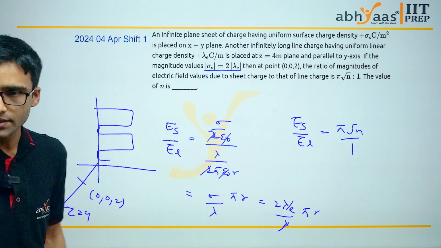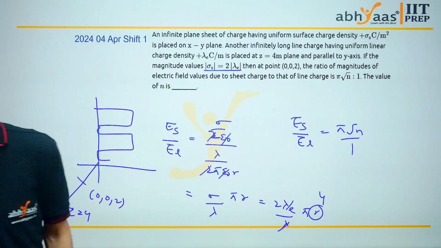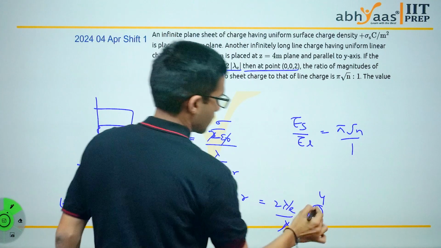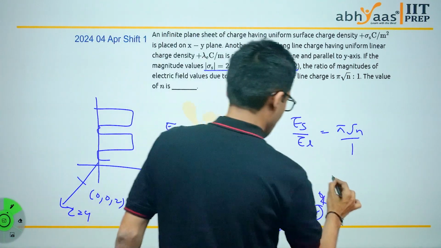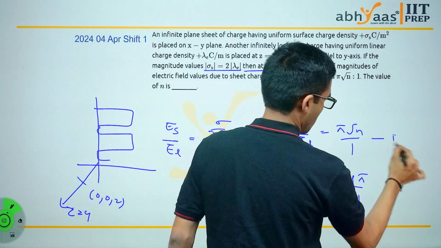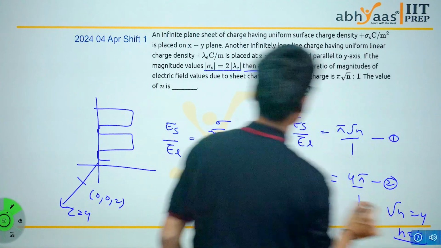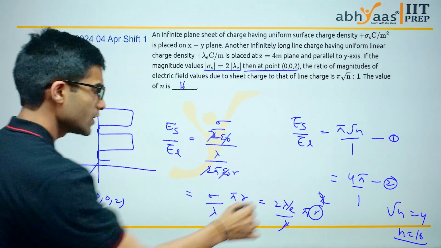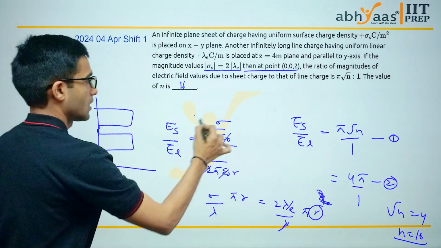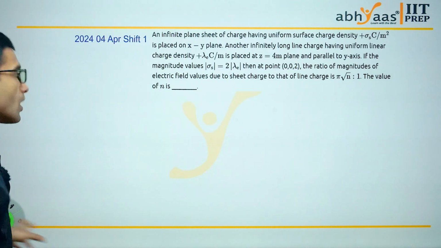Here, what is the radius? Radius is 4, but which point do we need? That is 2. Writing it like this, you will get 4π by 1. If you equate both, you get √n equal to 4, so n is equal to 16. This is the answer. He asked at which point, (0, 0, 2), and we divided for the surface and the linear charge density. This is also one of the simple problems, you can answer it easily.